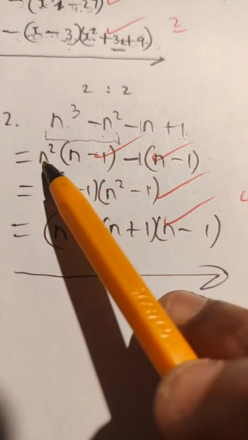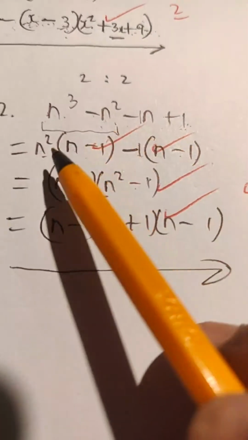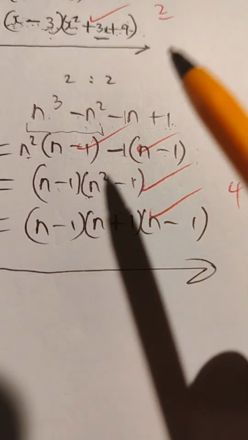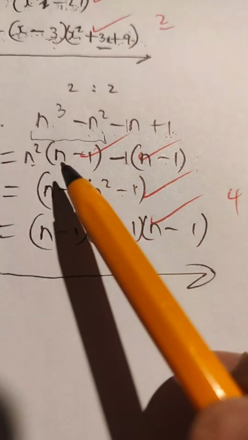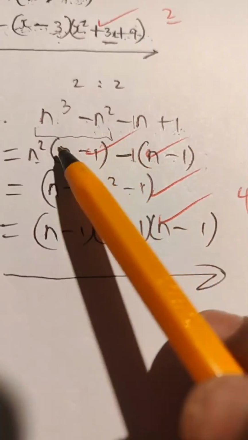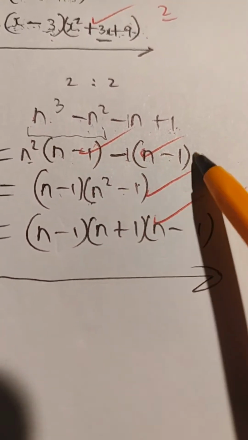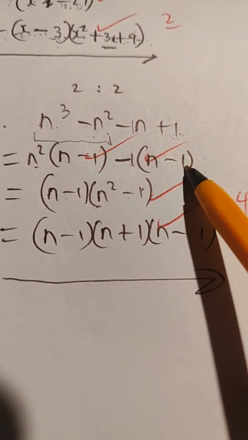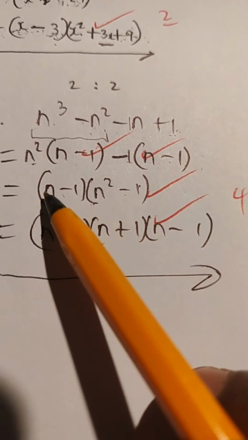Is there a highest common factor number? Yes, it is +1. Is there a highest common factor letter? We look at n squared and we look at n minus 1. There isn't. Is there a highest common factor bracket? Well, if for this term we have n minus 1, for that term we have n minus 1. So the common bracket that we can take out as the highest common factor is n minus 1.